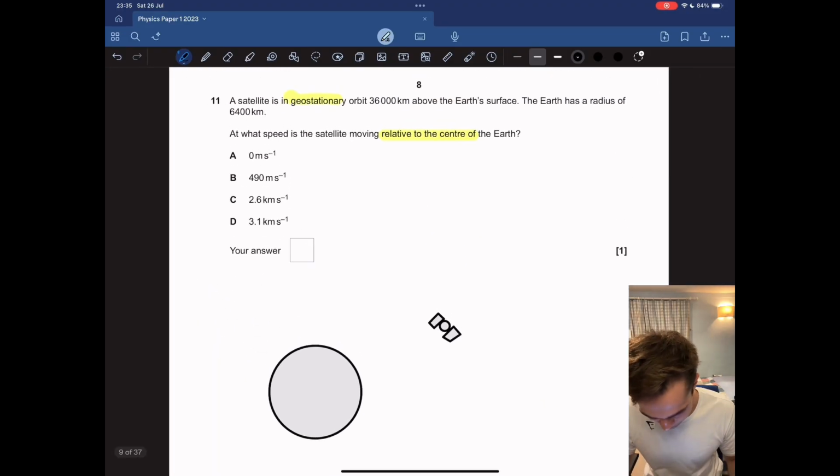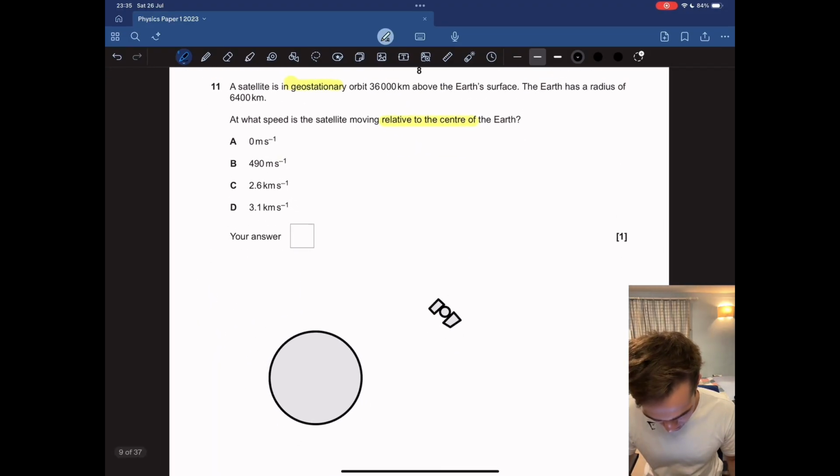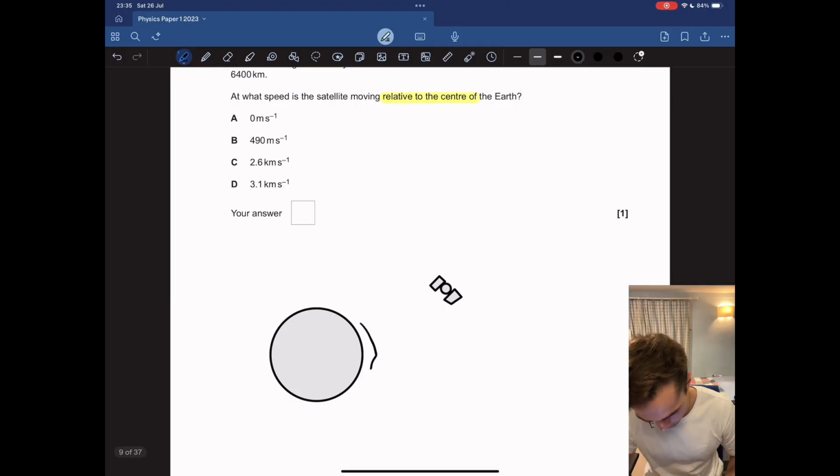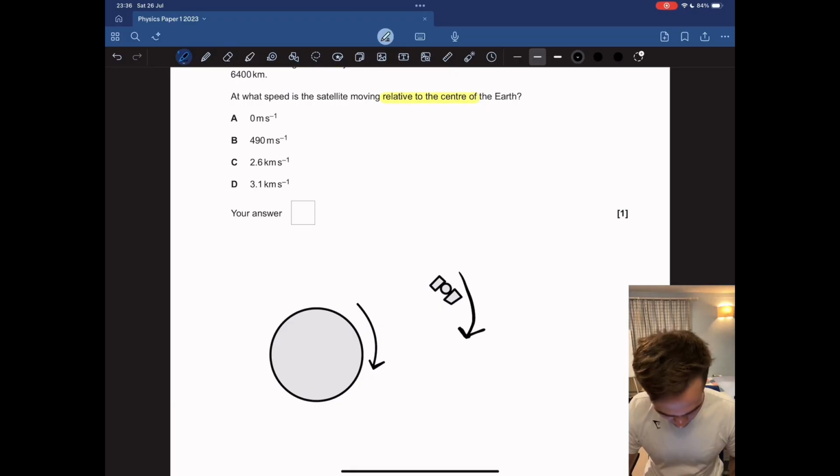Because it's geostationary, it moves along the center. Sorry, technical issue here. Okay. So relative to the surface of the Earth, it's... I'm never drawing arrows again. Good enough.